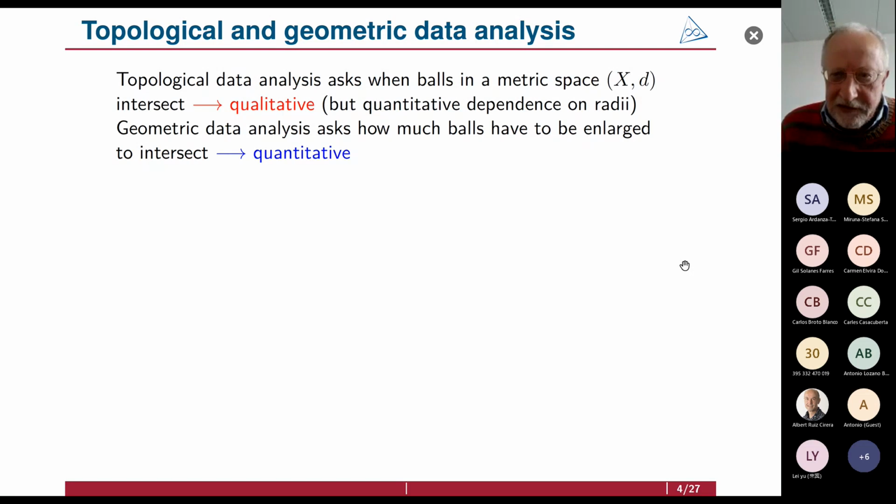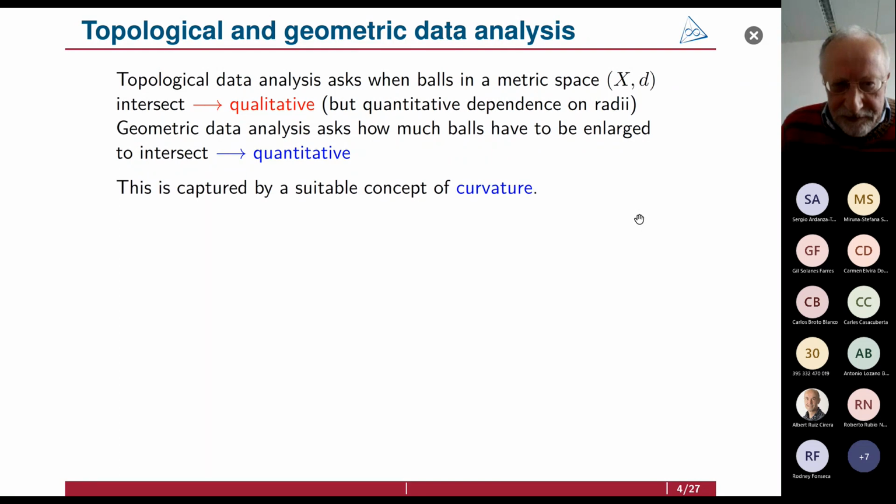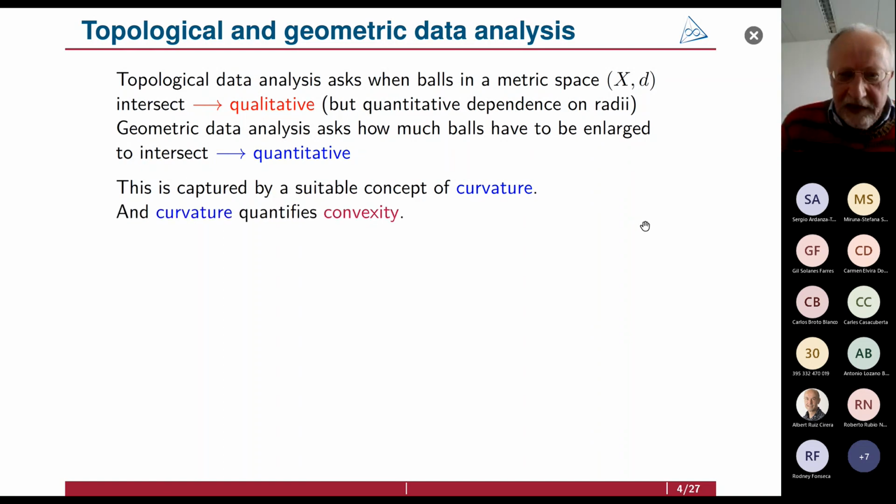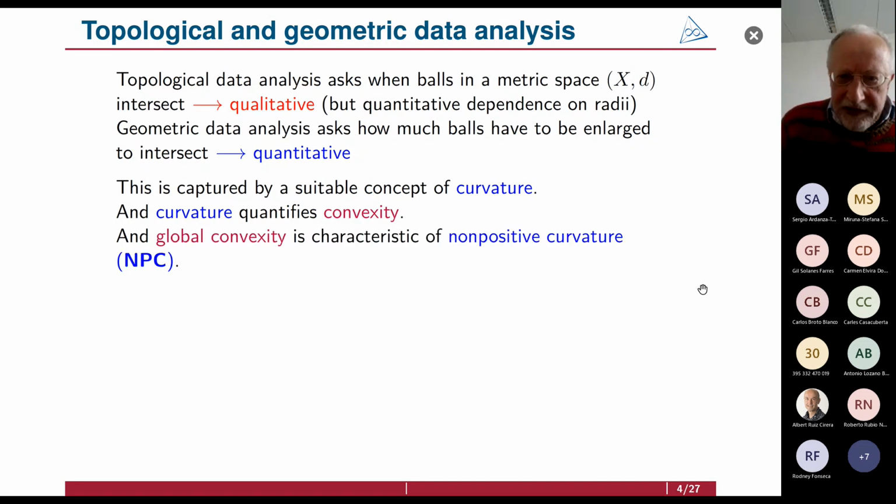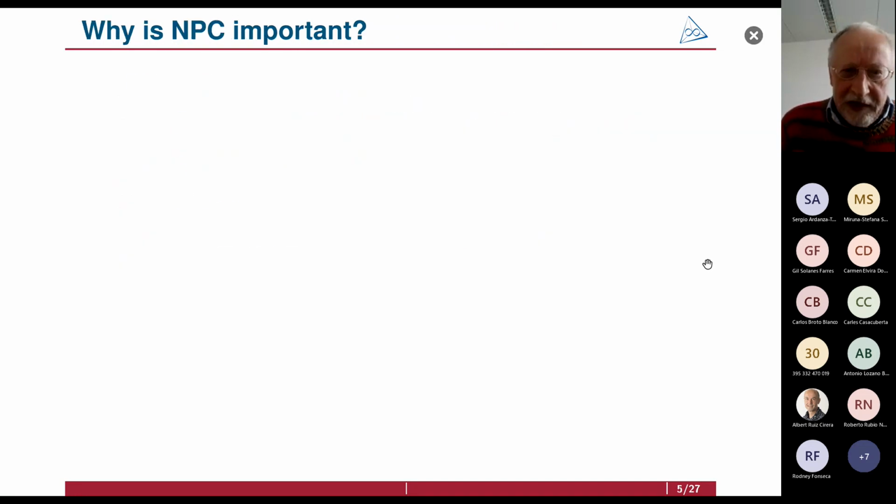So topological data analysis is qualitative, but it is in a certain sense quantitative because you have the dependence on the radius of the balls, whereas geometry by its very nature is a quantitative branch of mathematics. And this quantitative aspect of geometry is captured by a suitable concept of curvature. And that is one of the most profound insights in geometry. And curvature, from the perspective that I'm using here, quantifies convexity. And global convexity is a property that is characteristic of non-positive curvature, which will be abbreviated as NPC.